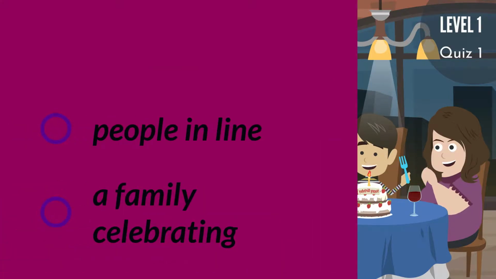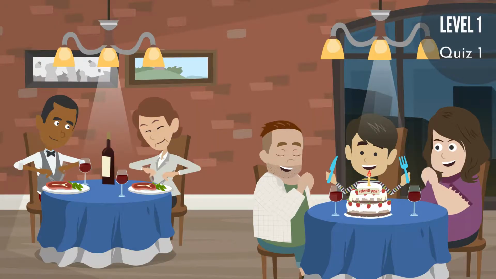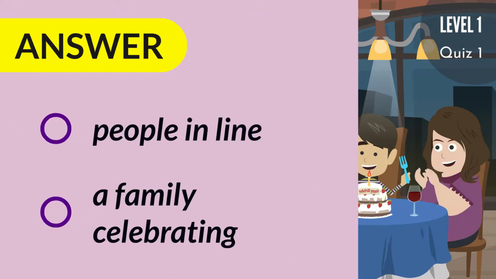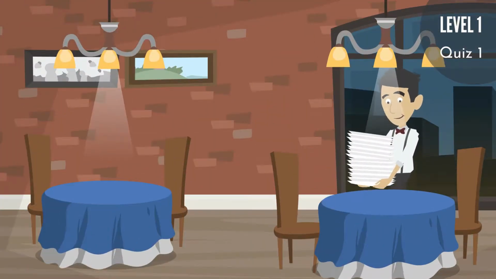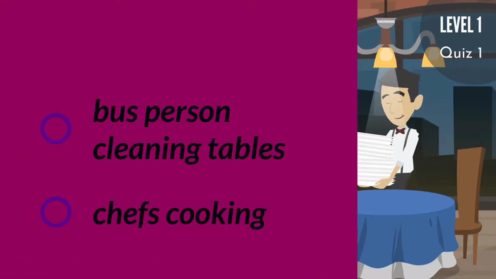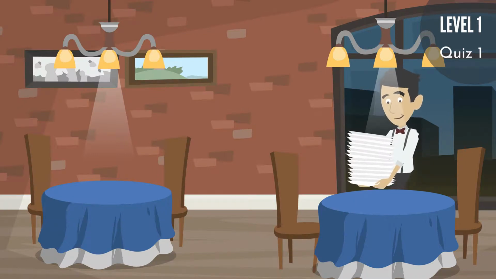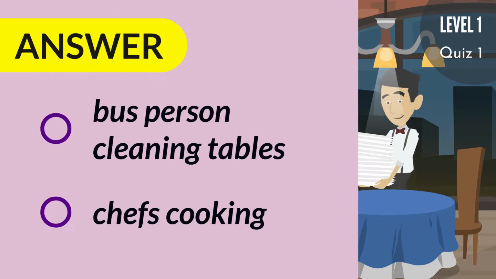Number 8. People in line, or a family celebrating? The correct answer is a family celebrating. Number 9. Bus person cleaning tables, or chefs cooking? The correct answer is bus person cleaning tables.